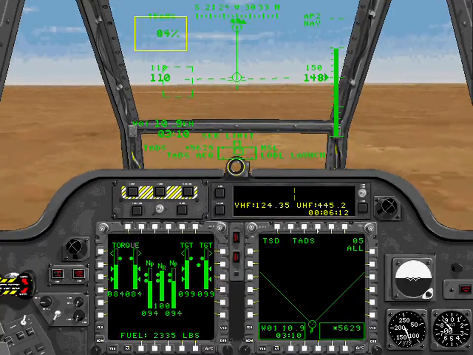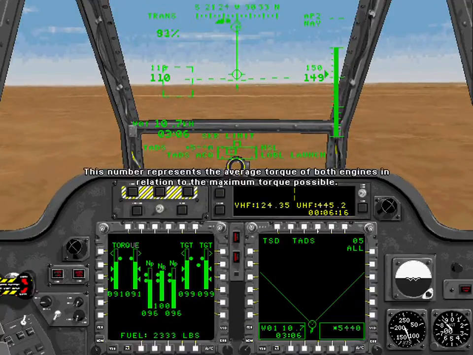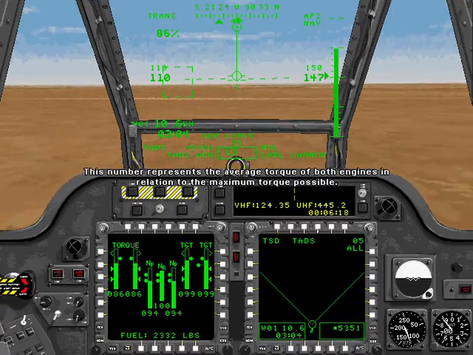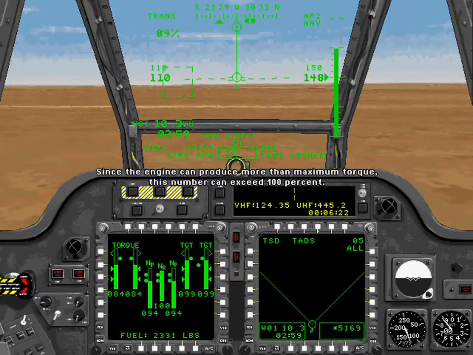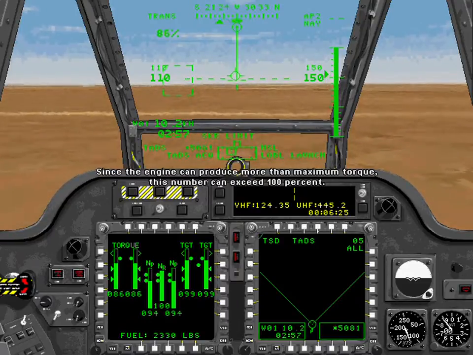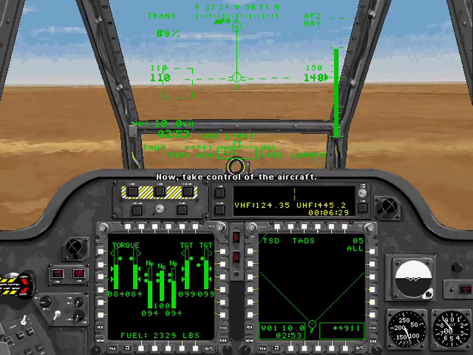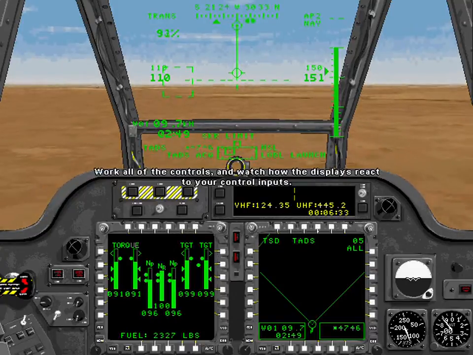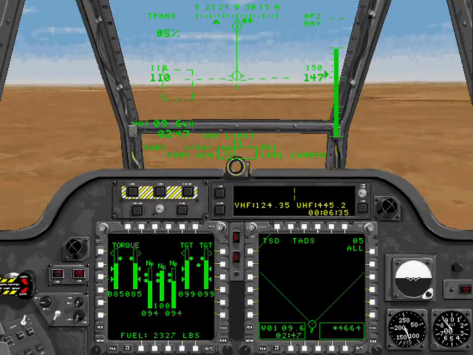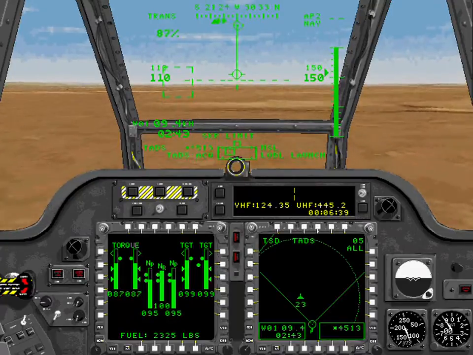In the upper left of the display is the torque percentage. This number represents the average torque of both engines in relation to the maximum torque possible. Since the engine can produce more than maximum torque, this number can exceed 100%. Now, take control of the aircraft. Work all of the controls and watch how the displays react to your control inputs. When you are done, hit the escape key. You have the aircraft.